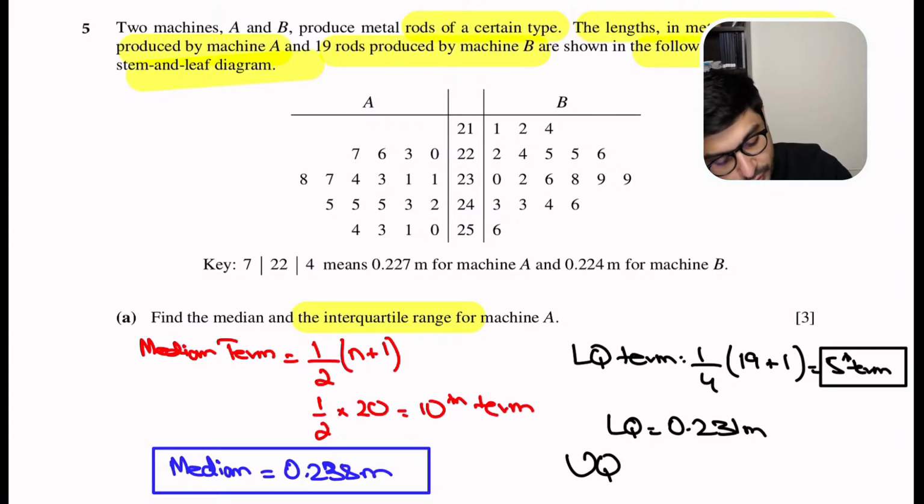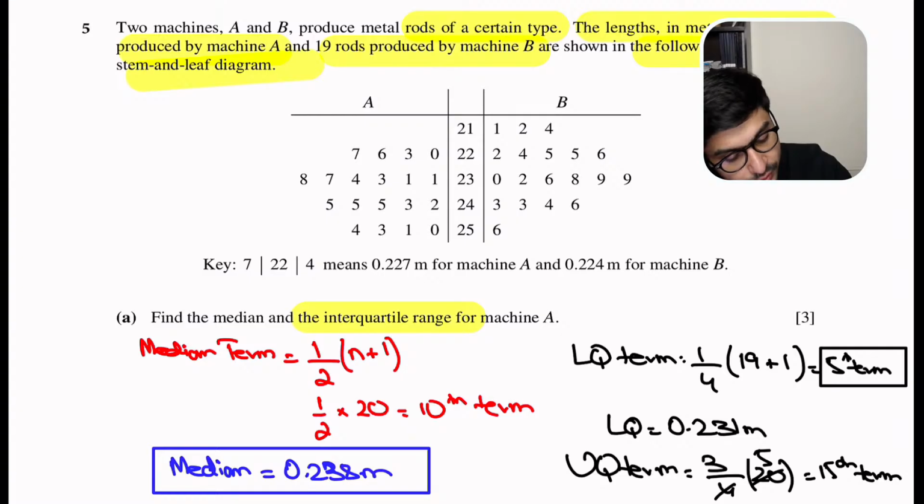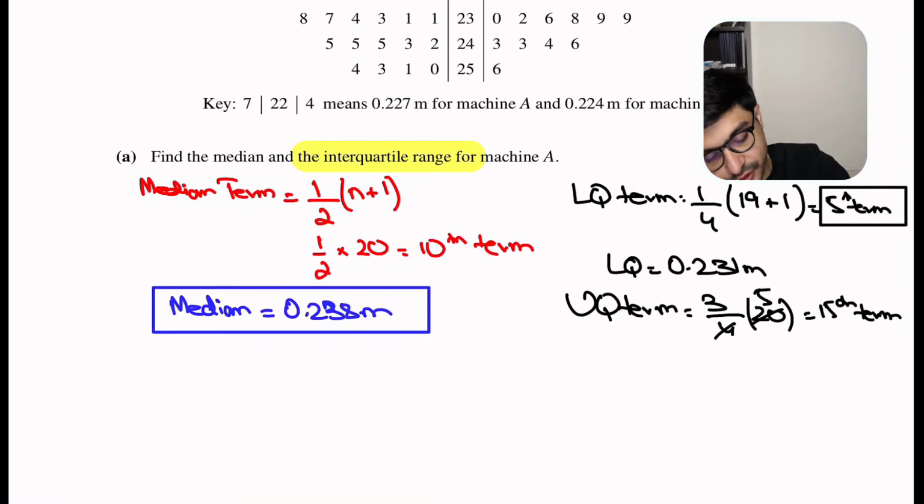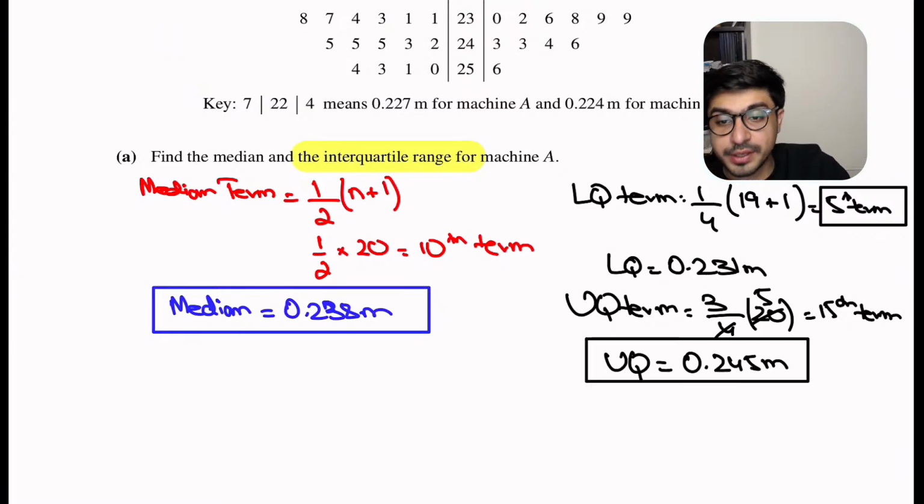Let's figure out the upper quartile. To do that, we have to figure out the upper quartile term first of all. That is going to be 3 upon 4 into n plus 1. N is going to be 19, so 19 plus 1 is 20. 3 upon 4 into 20 is the 15th term. So the 15th term is the upper quartile term. So it's going to be 1, 2, 3, 4, 5, 6, 7, 8, 9, 10, 11, 12, 13, 14, 15. So it's going to be 0.245. So the upper quartile is going to be 0.245 meters, and this is how it is going to be done.